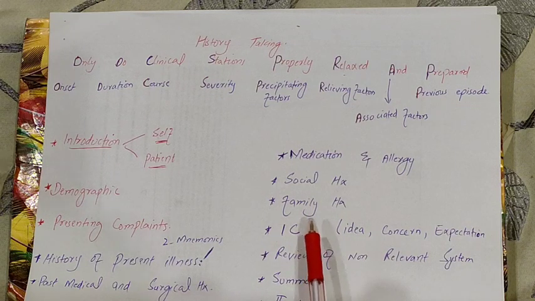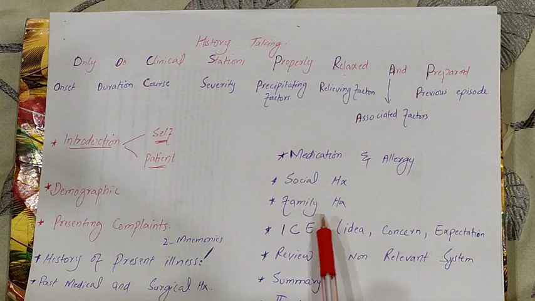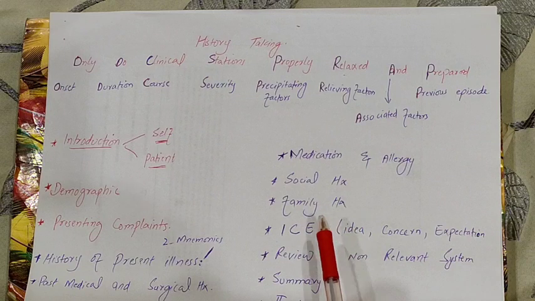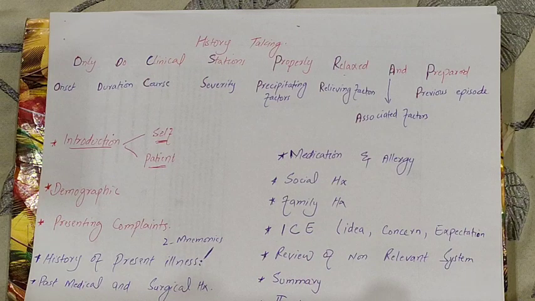After taking the social history, you will come towards the family history. In family history, you ask: do you have any family history of any chronic disease? You can ask in simple words. Okay, after that, I have written ICE. Important one. You will definitely ask what the patient thinks about the disease. For example, what do you think it could be? What do you think is causing the lump? What do you think is causing the bleeding PR?